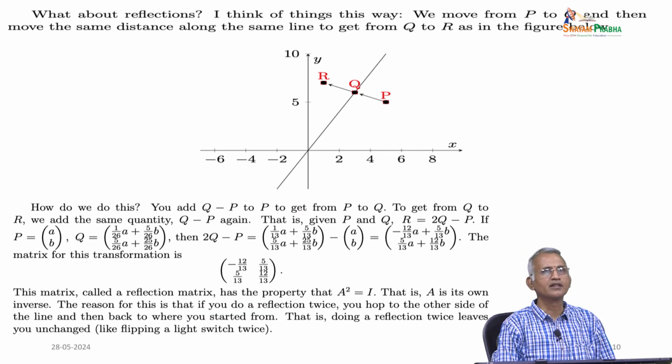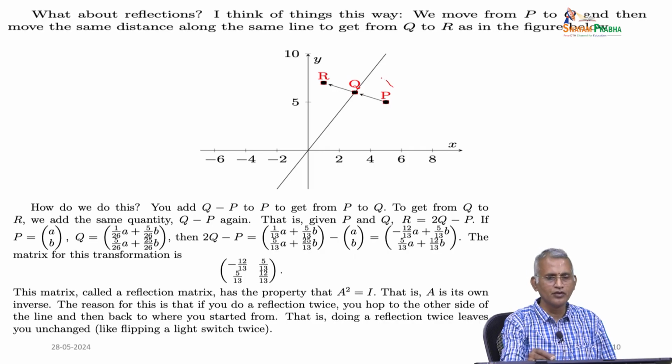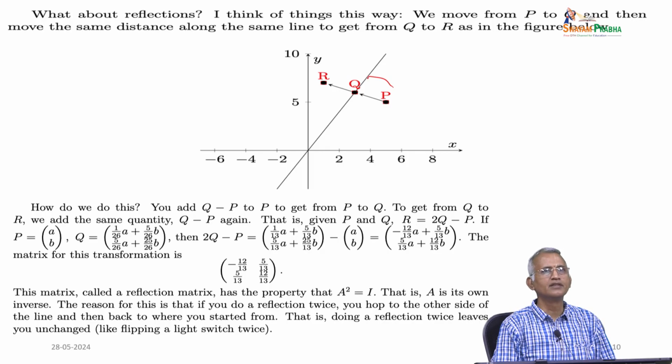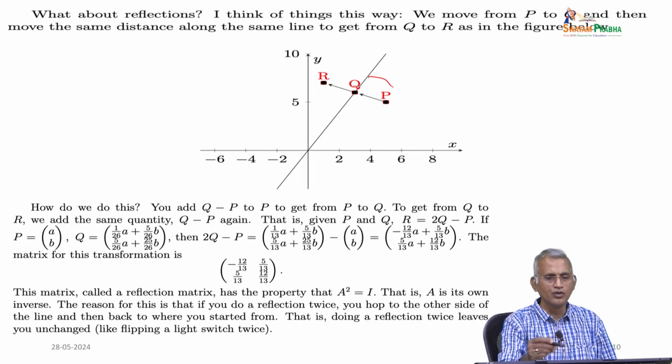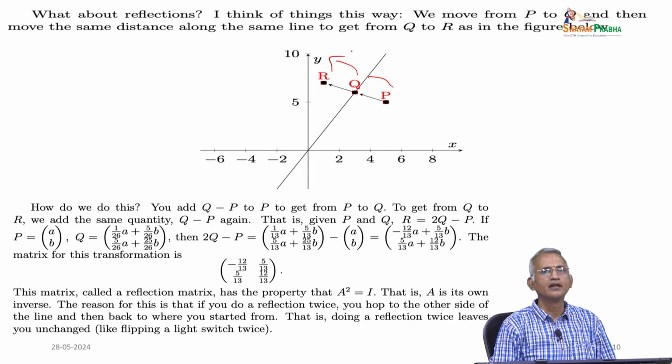So, what about reflection? I think of things this way: we move from P to Q, and then move the same distance along the line from Q to R. How do we do this? You add Q minus P to P to get from P to Q. So, to get from Q to R, we add the same quantity, Q minus P. So, R equals 2Q minus P.